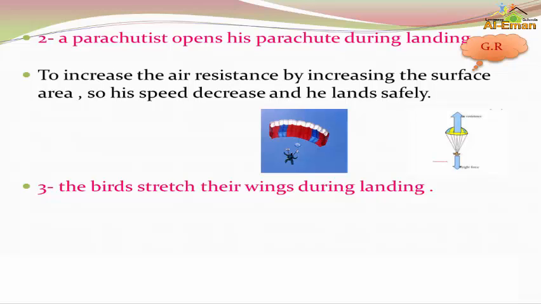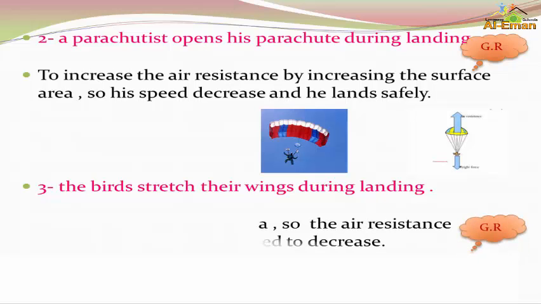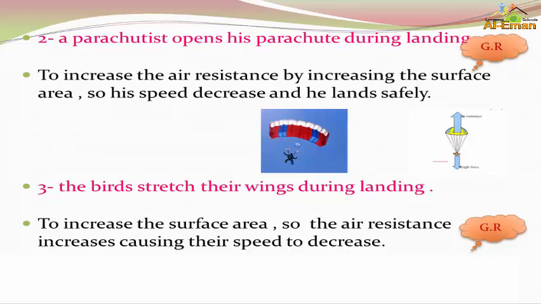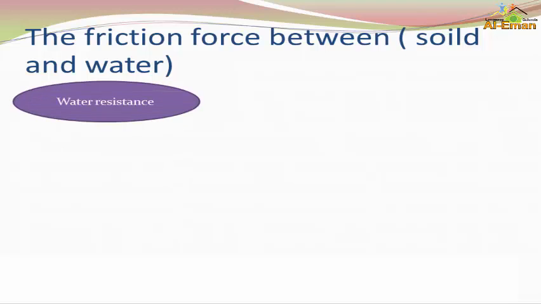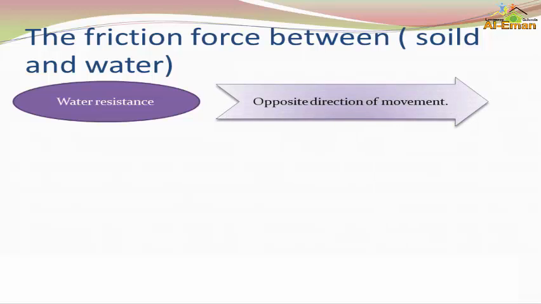Number 3. The birds stretch their wings during landing. Why do they stretch their wings? To increase surface area, so the air resistance increases, causing their speed to decrease. Okay? The third type of friction is friction force between solid and water, which is called water resistance. Water resistance, okay? As with air resistance, this water resistance acts in the opposite direction of movement.